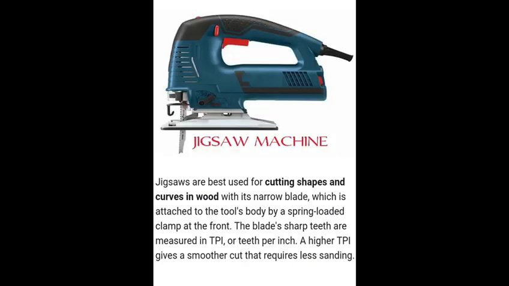Jigsaws. Jigsaws are best used for cutting shapes and curves in wood with its narrow blades, which is attached to the tool's body by a spring-loaded clamp at the front. The blade's sharp teeth are measured in TPI, or teeth per inch. A higher TPI gives a smoother cut that requires less sanding.